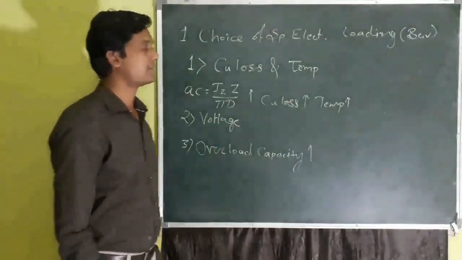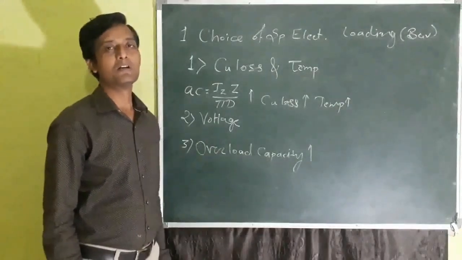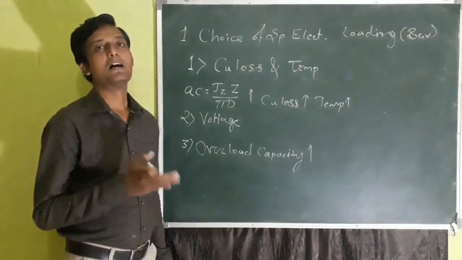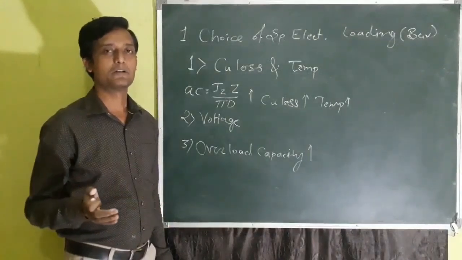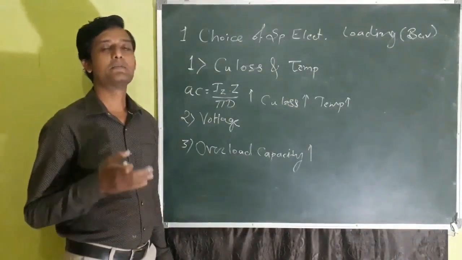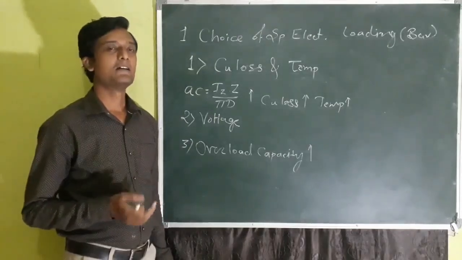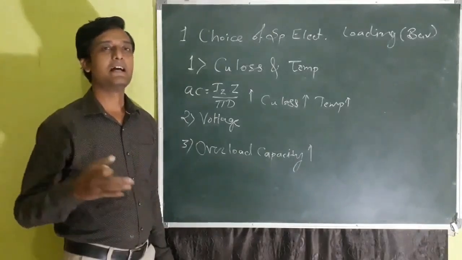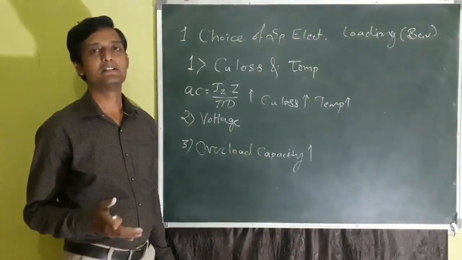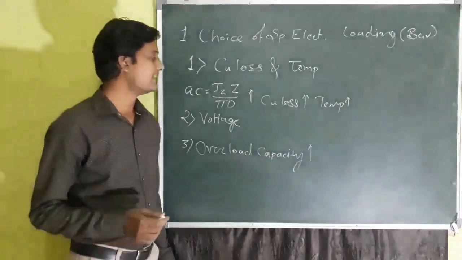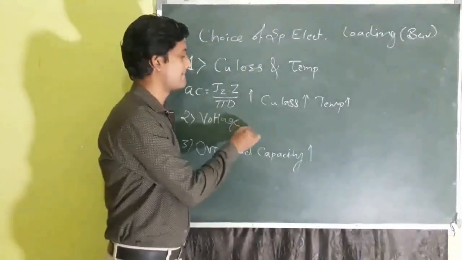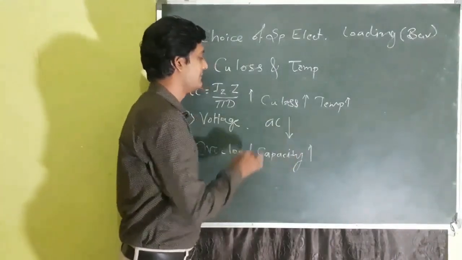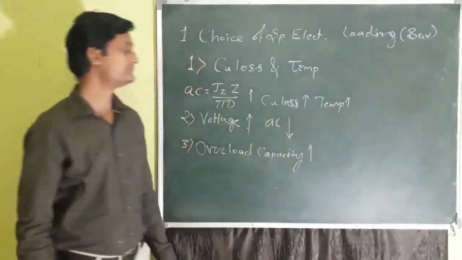Now, the voltage for higher voltage rating machines. We normally know that various types of induction motors have voltage ratings of 400 volt, 440 volt. But in the case of a large industry or power plant, the terminal voltage rating of the induction motor may be 11 kV, 6.6 kV, 3.3 kV. So in that case, the value of AC is reducing if the voltage rating is increased.